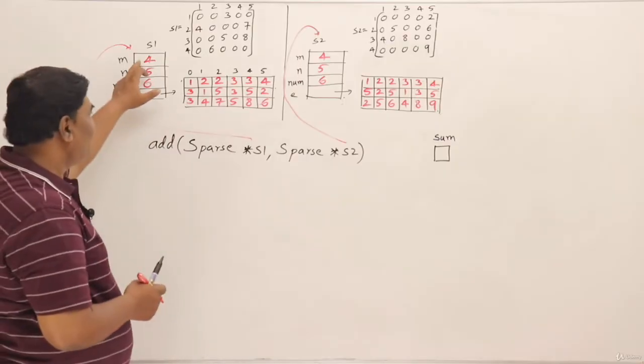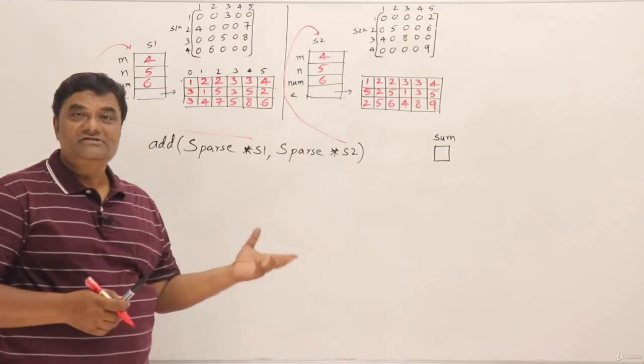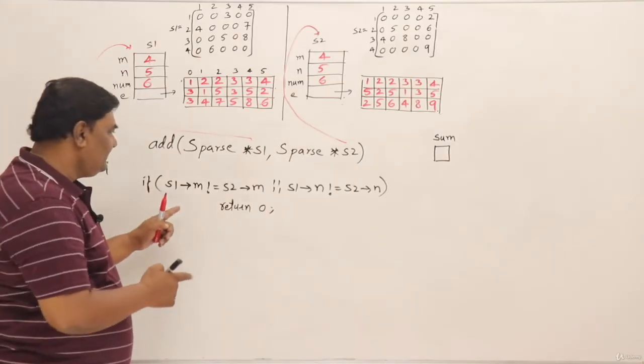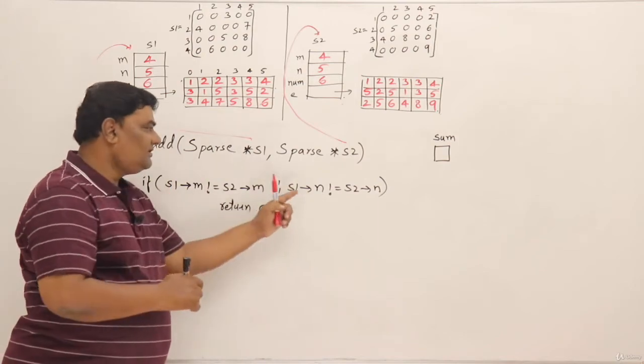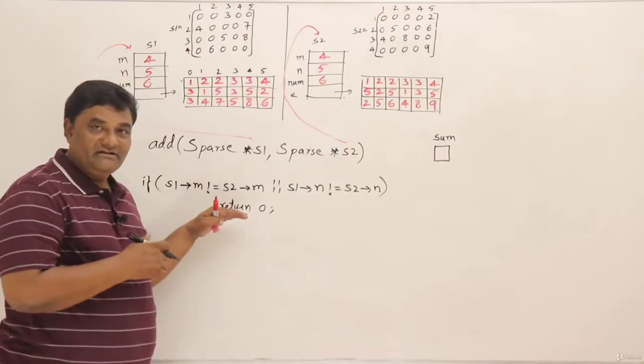The number of rows, that is 4 and 4, should be the same, and the number of columns, 5 and 5, means their dimensions must be the same. So let us write that first condition. What I am checking here is, if rows are not matching or columns are not matching, don't do anything. So first I wrote the code for checking this.